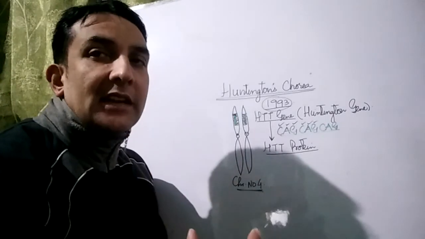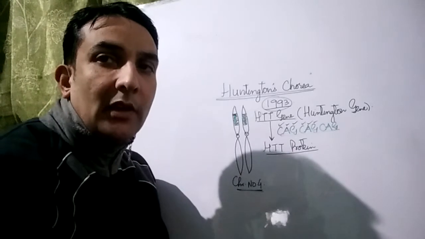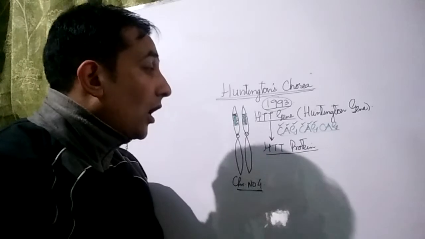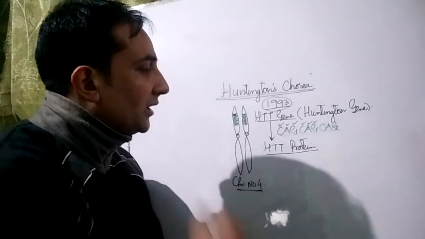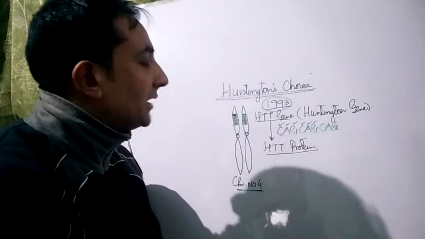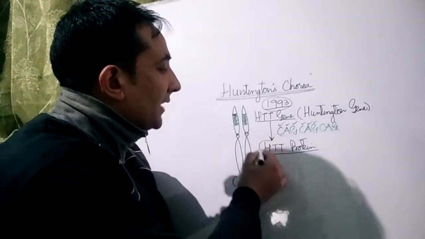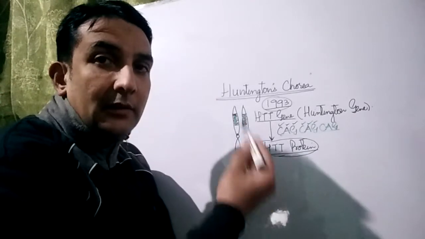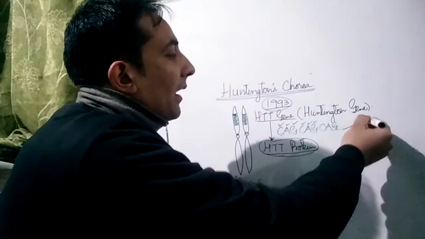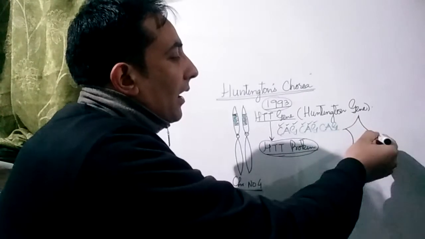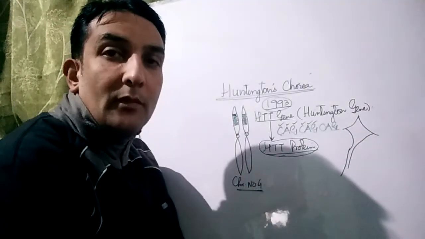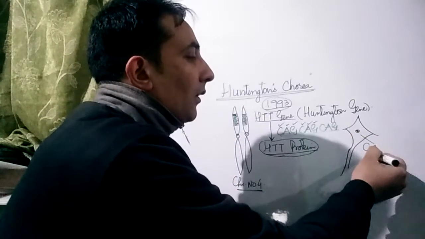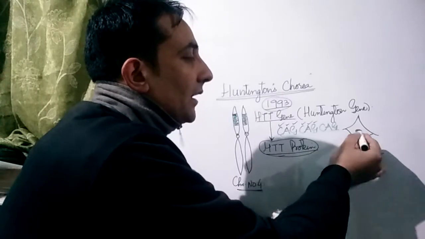And now try to understand the normal functions of this gene and the normal functions of the gene product of this gene. That's the Huntington protein. Once this gene completes the central dogma, means it completes the transcription and translation, it will form a protein that is known as HTT protein. Now, you will see, if I draw the neuron, this is the cyton of the neuron, and this is the nucleus of the neuron.